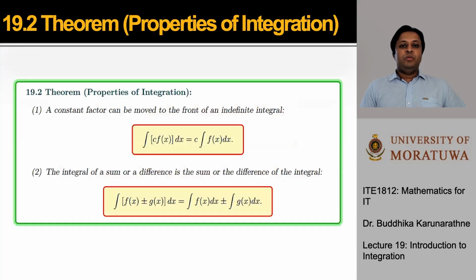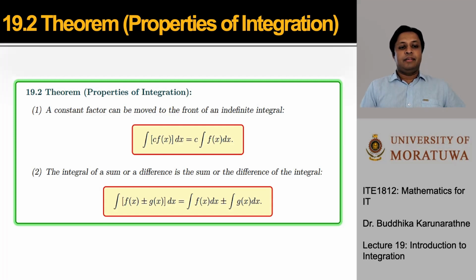With that, we move on to some more properties of integration. So this is the second theorem that we are looking at. When we have a constant factor, it can be moved to the front of an indefinite integral. So for example, when you have the integral of c times f(x), where c is a constant and f(x) is a function of x, with respect to x, you can take c out of the integral. In other words, you can take the constant out of the integral and then integrate the function only. That's the first property that we introduce.